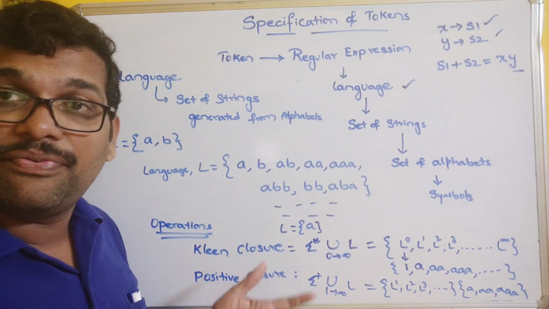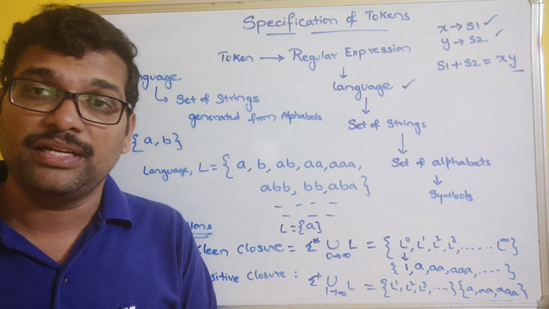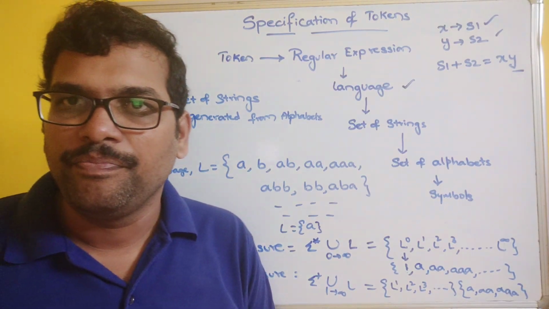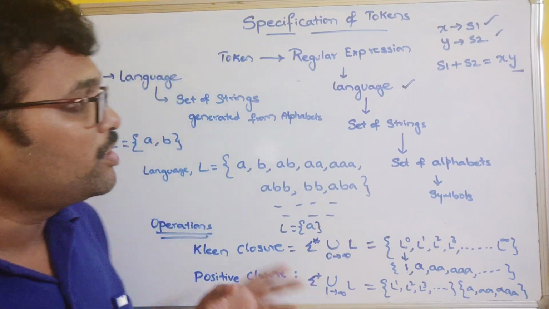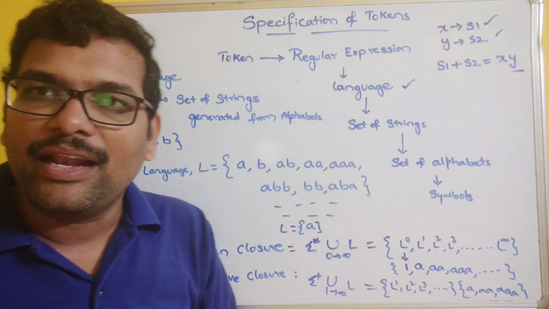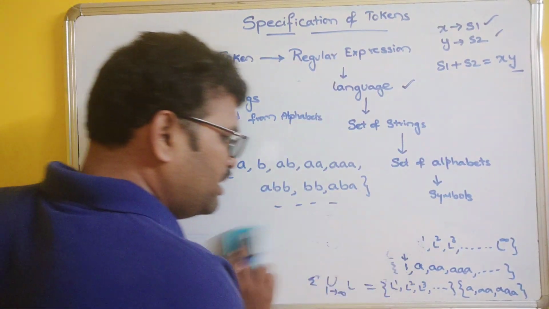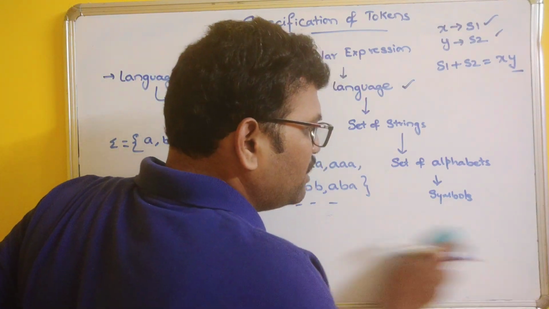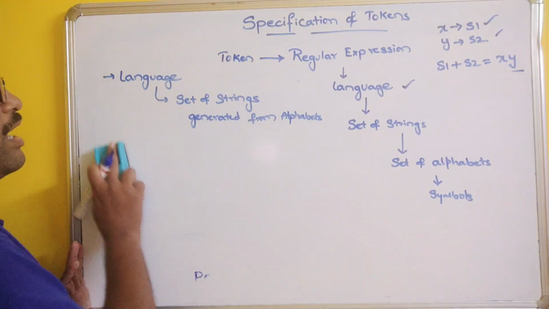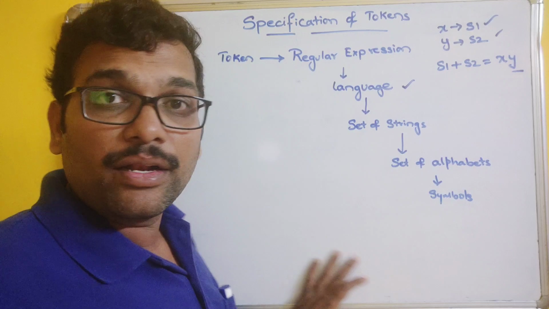So these are the different operations that can be performed on languages: union operation, intersection operation, clean closure, and positive closure. Hope you understood these languages. Now we'll move on with the regular expression. We have just seen that if we define a language, we can set a pattern. If the lexeme matches that pattern, then we can say it is a token.